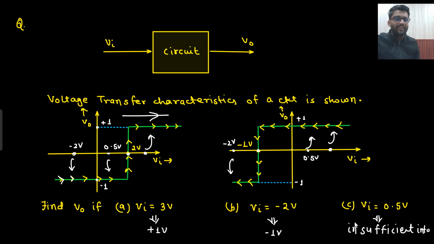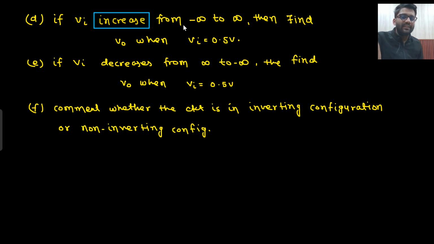And what will be the decreasing direction of Vin? This will be the decreasing direction of Vin. That means you are working from plus infinity to minus infinity. And here you are working from minus infinity to plus infinity. So what they are saying now is, if Vin increases from minus infinity to plus infinity, then find V0 at Vin equals 0.5 volt.